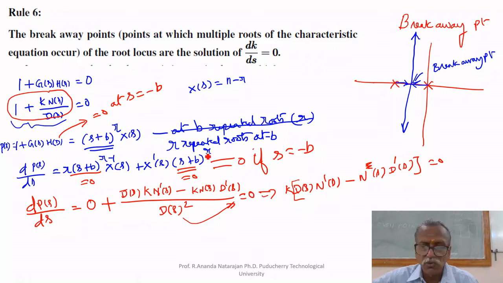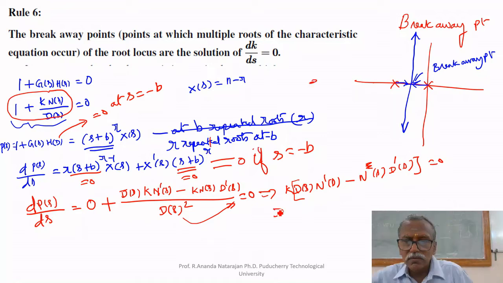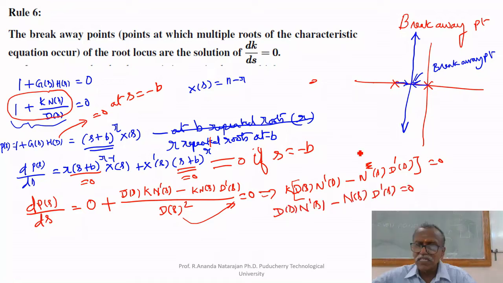To find repeated roots, we have to find d of s multiplied by n dash of s minus n of s multiplied by d dash of s equal to 0, K is not equal to 0. Therefore, this is the condition to find repeated roots, because repeated roots are roots of dp by ds. So the same condition can be obtained by dk by ds also.